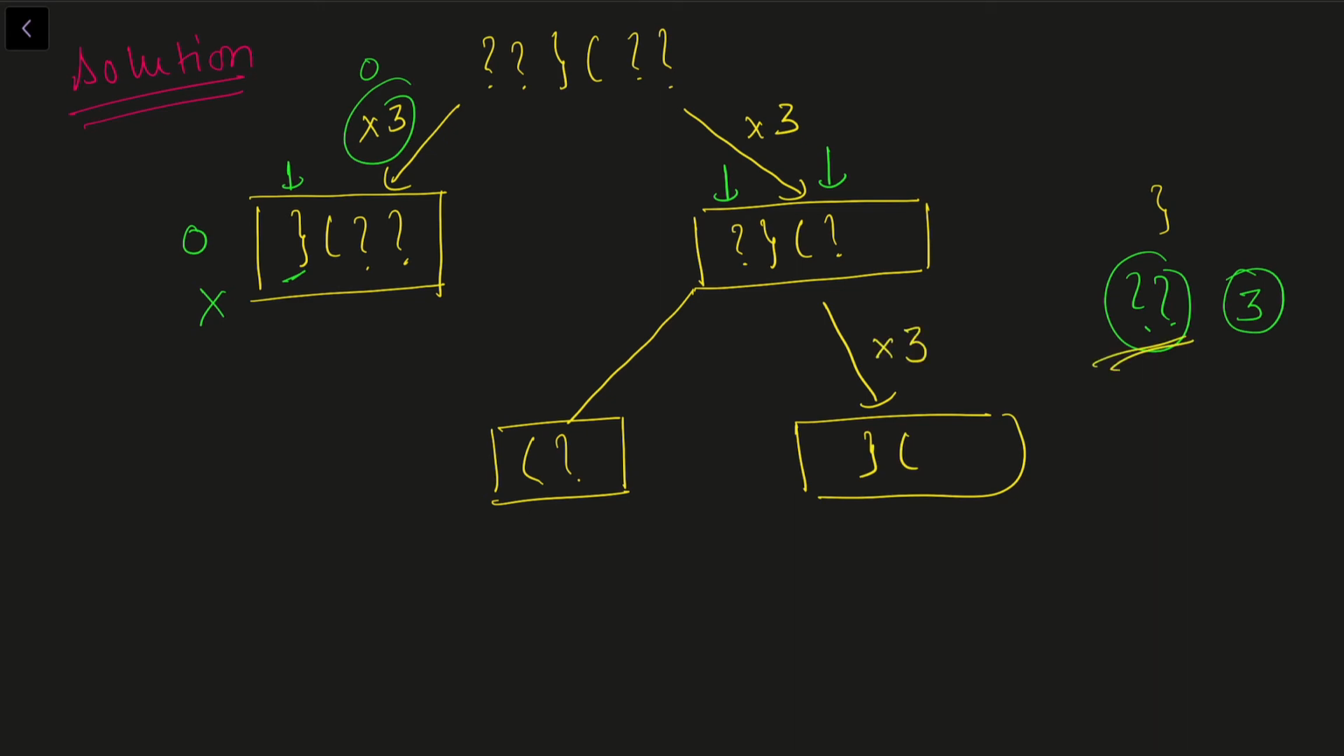Now after this, we can see that this pair is invalid, right? Because it starts with a closing bracket. So we can again return 0 from this position. So we'll return 0 from here. So 3 into 0 is 0.